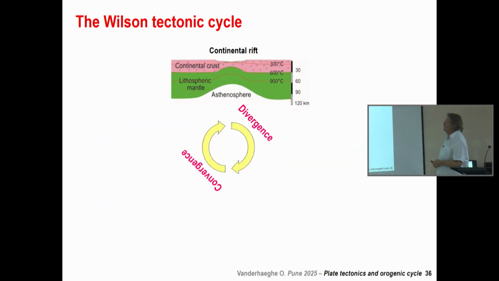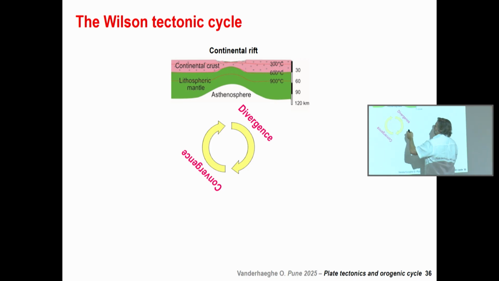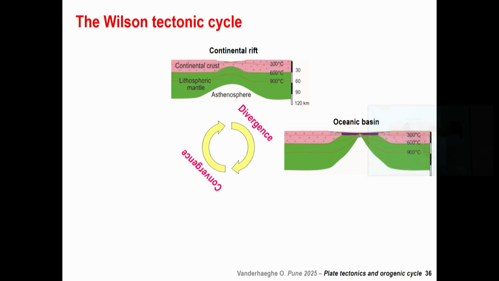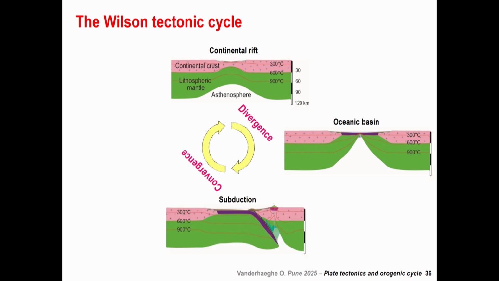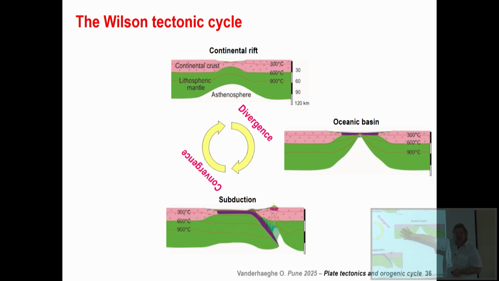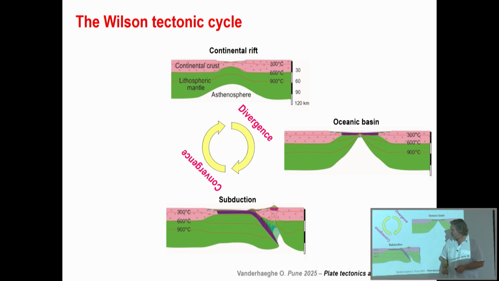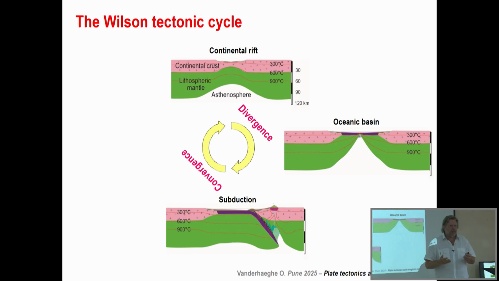And the Wilson cycle, Wilson being one of the guys that proposed that tectonic cycle, we can start anywhere, but we can start here with a continental rift that marks the onset of plate divergence. That leads then to opening of an oceanic basin, thinning of the lithospheric mantle. And then there is a switch from divergence to convergence that is accommodated by one plate being subducted beneath the other. And that's actually a question, where does it start?